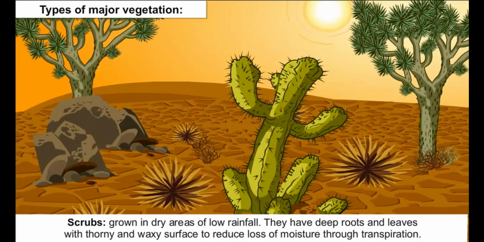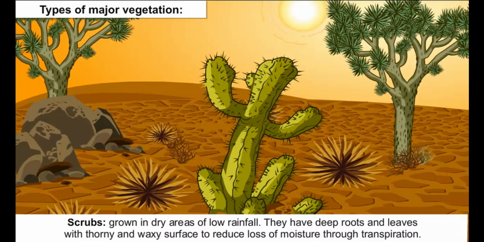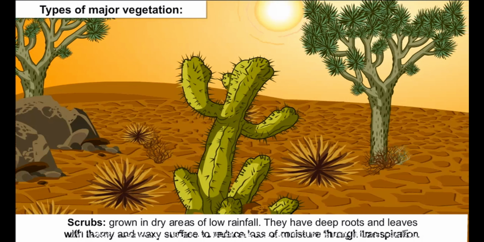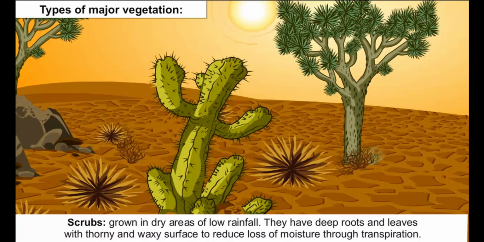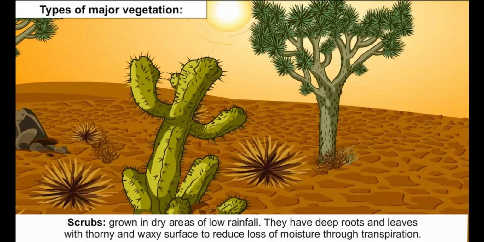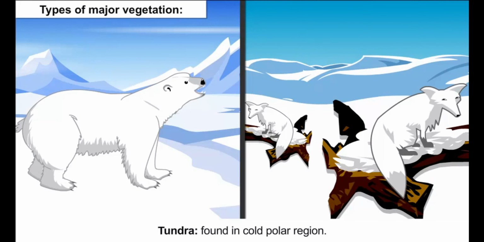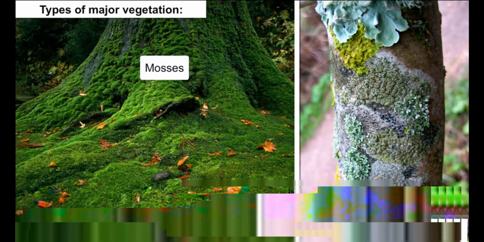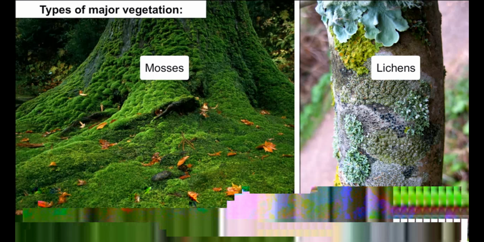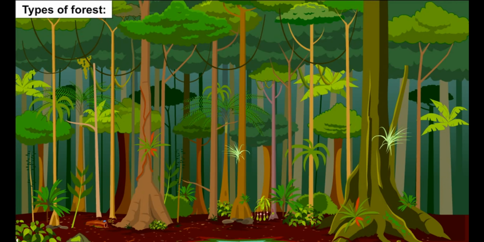Scrubs. Grown in dry areas of low rainfall. They have deep roots and leaves with thorny and waxy surface to reduce loss of moisture through transpiration. Tundra. Found in cold polar region. Example, mosses and lichens.